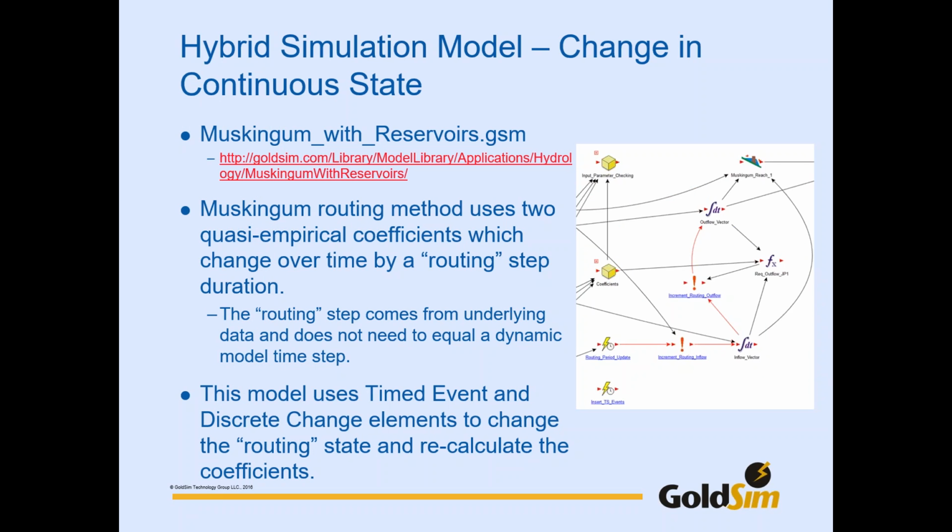So let's look at another model, and this model is going to combine both discrete events and marching through time. And this model employs the Muskingum routing method, and so we're not going to talk too much about that method, but there's sort of one unique thing about this method that's kind of driven the particular representation in this model, and that is this method has a routing step which is derived from the underlying data collection period. And so you can't change it. You don't want any inserted time steps to change the calculation except on the routing step changes.